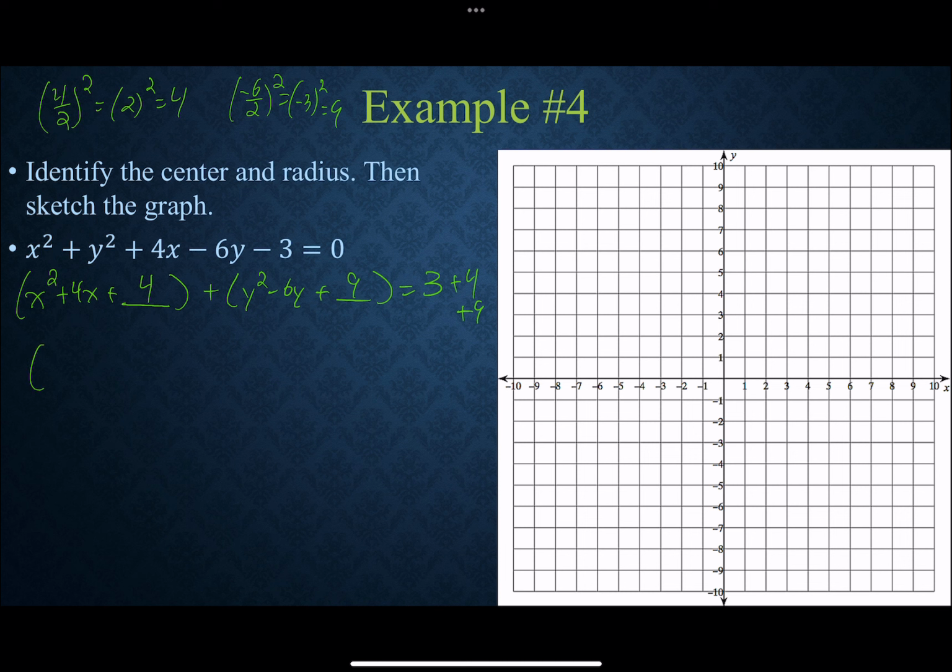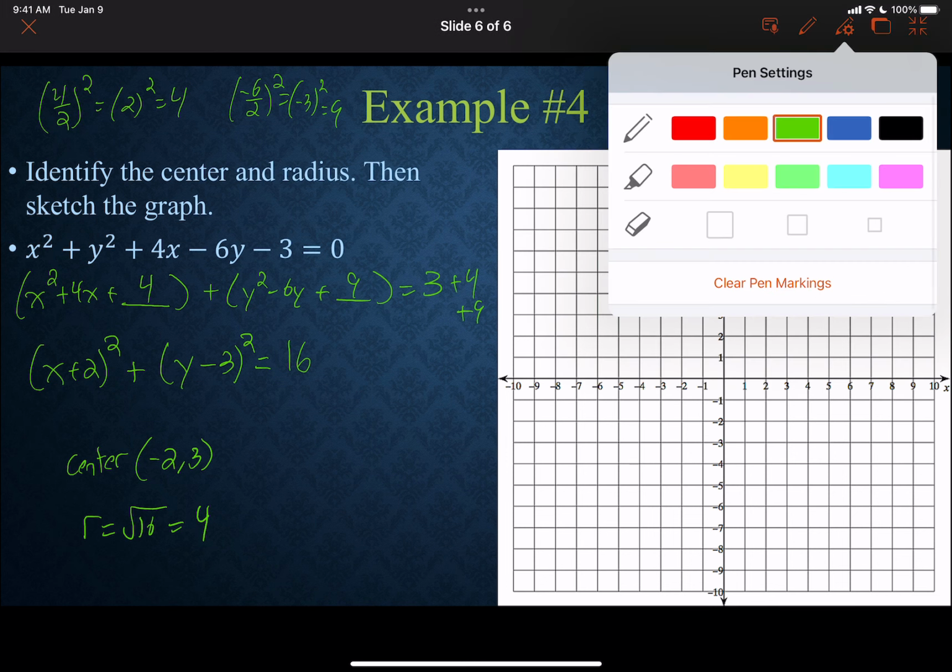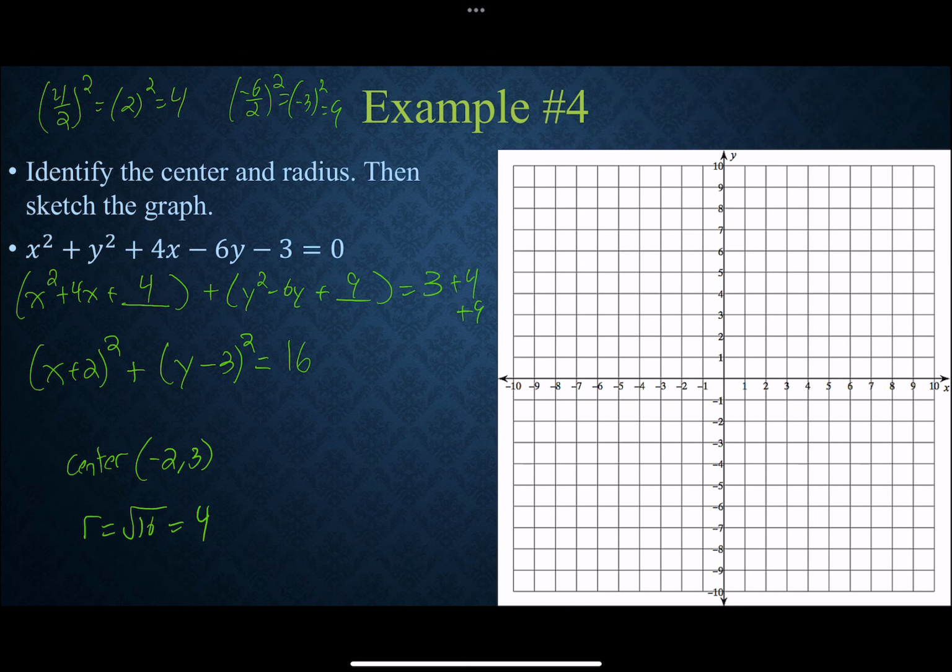That allows me to rewrite the x squared plus 4x plus 4 as x plus 2 squared, because it's a perfect square expression now. And then y minus 3 squared, and then 3 plus 4 plus 9 is going to give us 16. So now that we have it into our standard format, now we can identify our center, which is going to be negative 2, 3, and our radius, the square root of 16, which is 4. And that's all we need to do to make the graph of the circle. So we can just go ahead and we plot our center, negative 2, 3, right there.